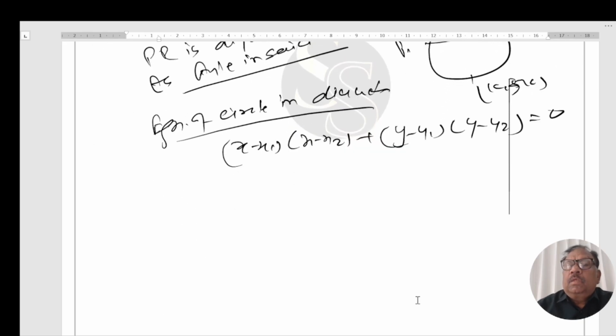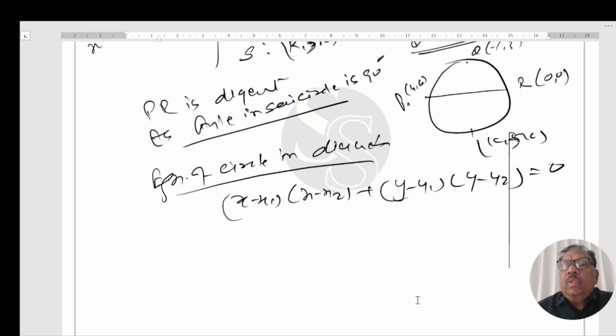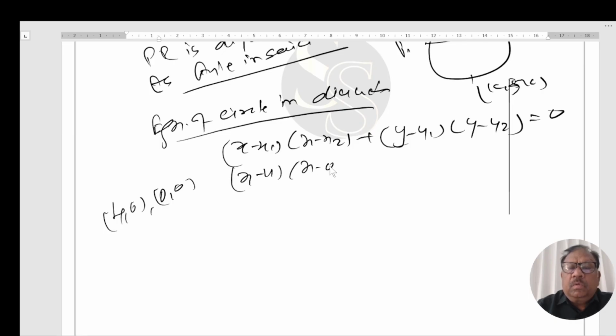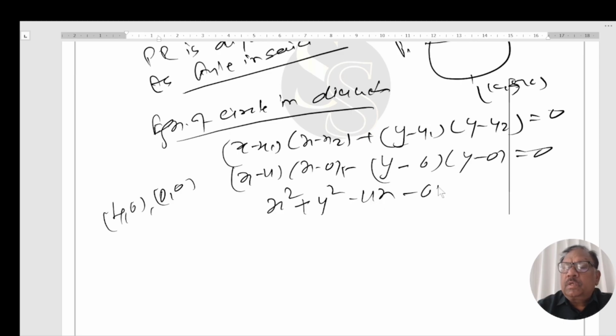Right? Substitute कर दिया. Point is (4, 6) and (0, 0). Put कर दें (x minus 4)(x minus 0) plus (y minus 6)(y minus 0) equal to 0. X square plus y square minus 4x minus 6y equal to 0. This is equation A.